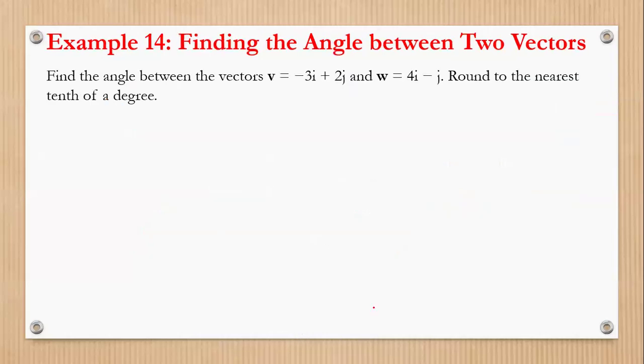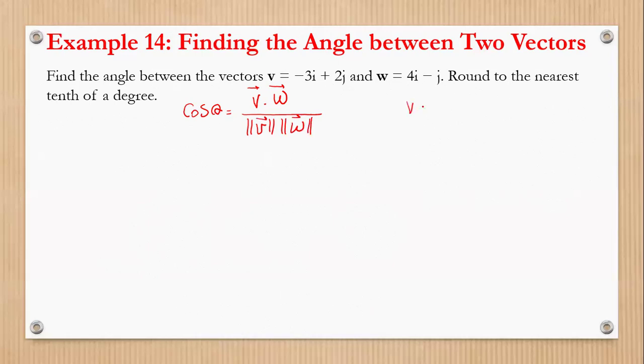Next example, we want to find the angle between these two vectors. Okay, so again, we are going to use the formula because we know the cosine of the angle in between is equal to the dot product of the two vectors, divided by the magnitude of those vectors. So I need to find each of them first.